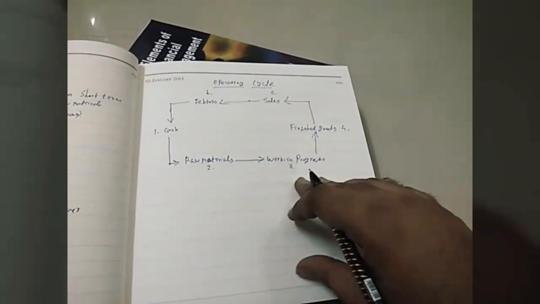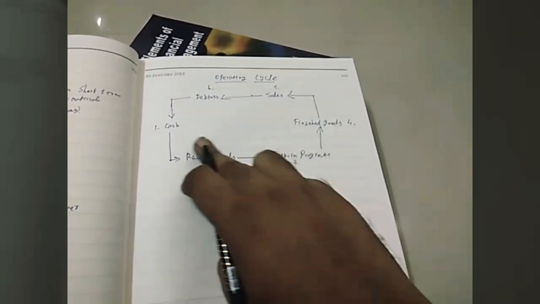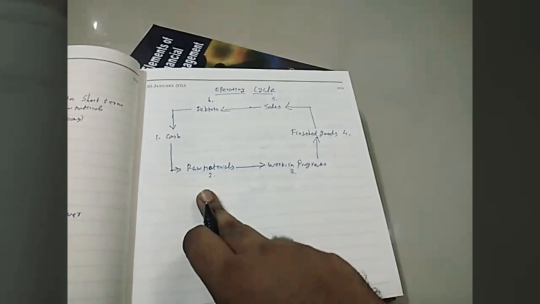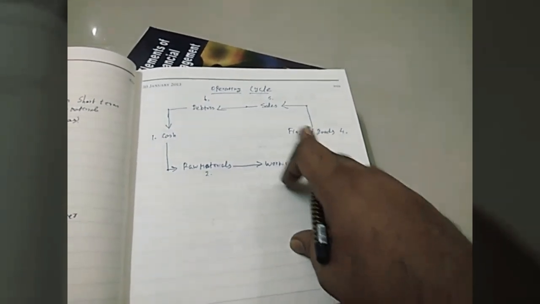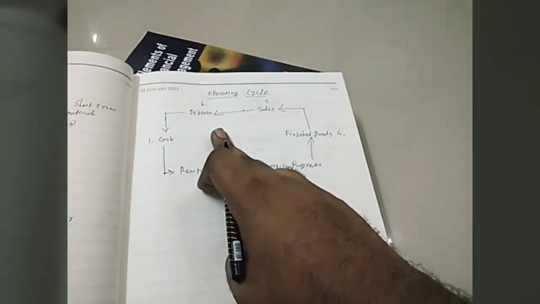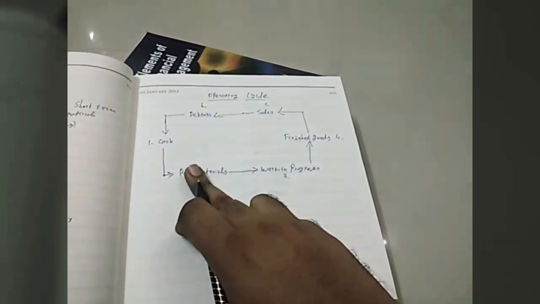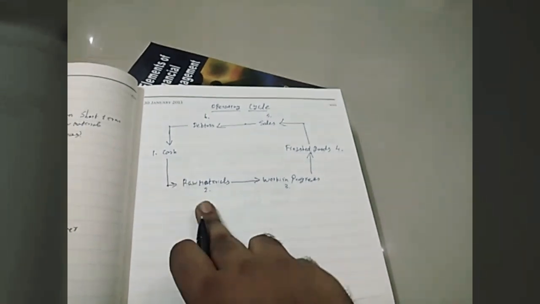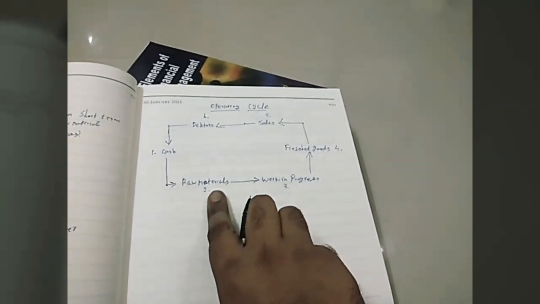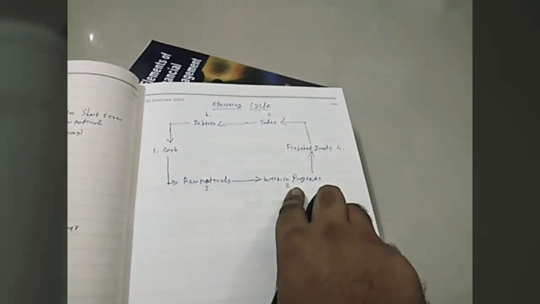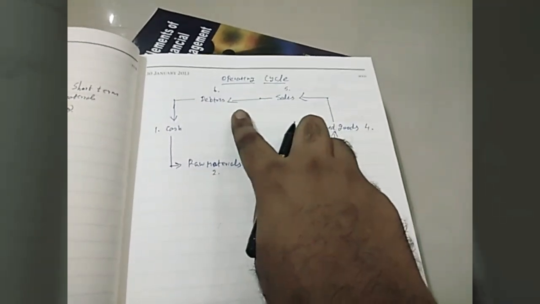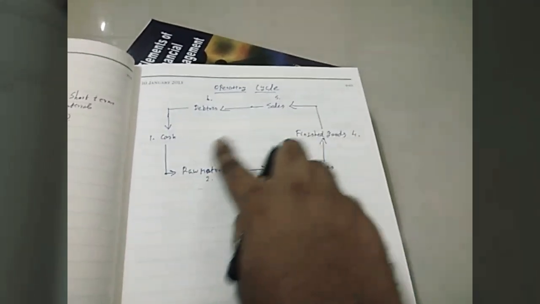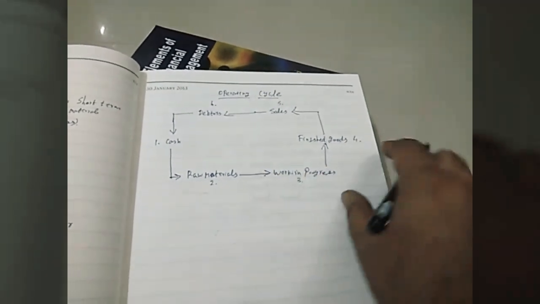So what are the major components of operating cycle? First component, cash. Second, raw material. Third, work in progress. Fourth, finished goods. Fifth, sales. And last one, debtors. The stages are: first cash converted into raw materials, converted into work in progress, converted into finished goods, converted into sales through debtors, then the debtors should convert into cash. That's called one working capital or operating cycle.